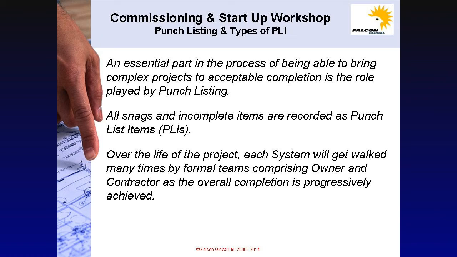Punch listing and types of punch list item, or PLI. An essential part in the process of being able to bring complex projects to acceptable completion is the role played by punch listing. All snags and incomplete items are recorded as punch list items, or PLIs. Over the life of the project, each system will get walked many times by formal teams comprising owner and contractor as the overall completion is progressively achieved.